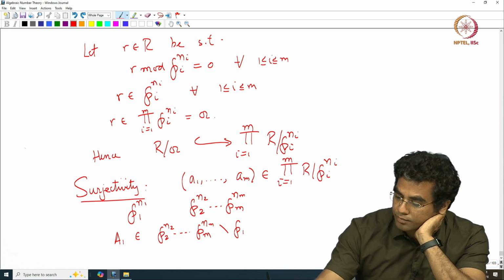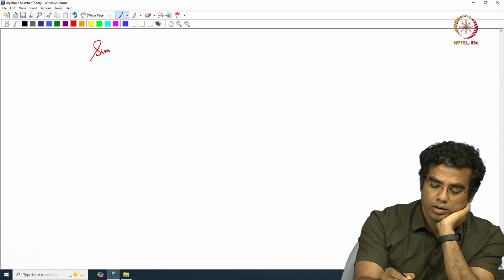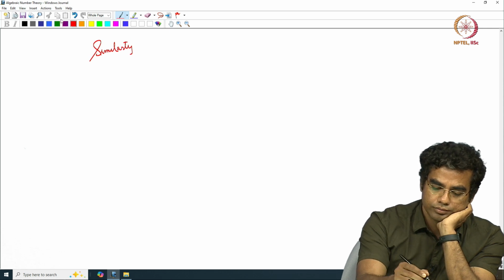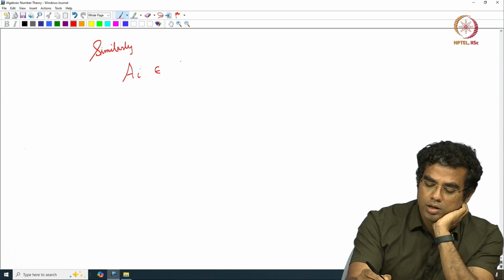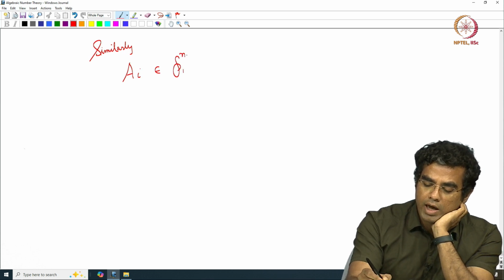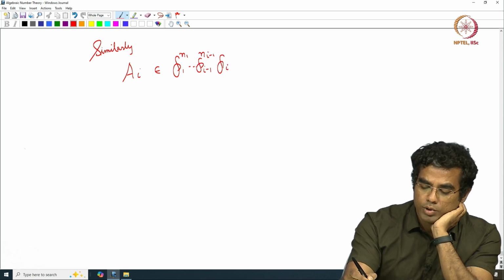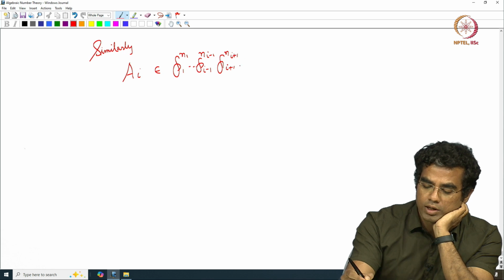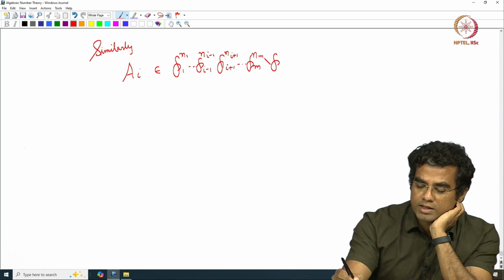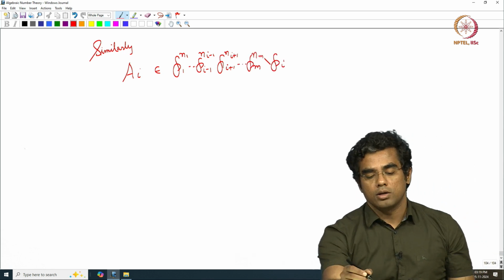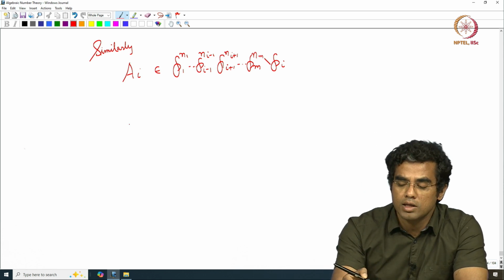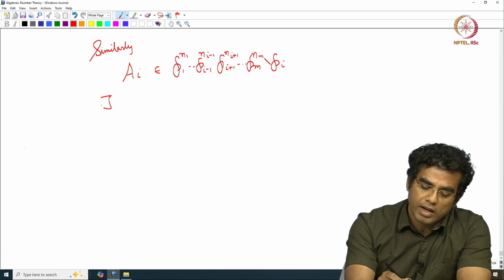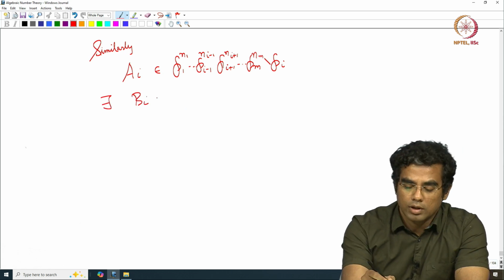Okay. So, similarly, let Ai be in p1 to the n1 up to p(i minus 1) to the n(i minus 1), p(i plus 1) to the n(i plus 1) up to pm, minus pi. Okay. So, you take everything out of this product except the ith term and let Ai be in this, but not in pi. So, there exists Bi in R.